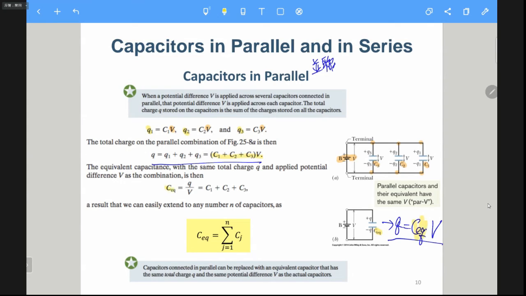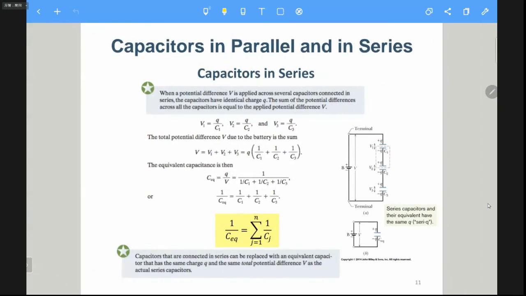So the parallel capacitance is nothing but adding all the capacitances together. And if we have n of them, then we just add all of them together. And for series capacitors, we connect them back to back, which is like connecting the bottom plate of the first one to the top plate of the second one, connecting the bottom plate of the second one to the top plate of the third one, and so on and so forth. So it is like series, in Chinese called 串联.